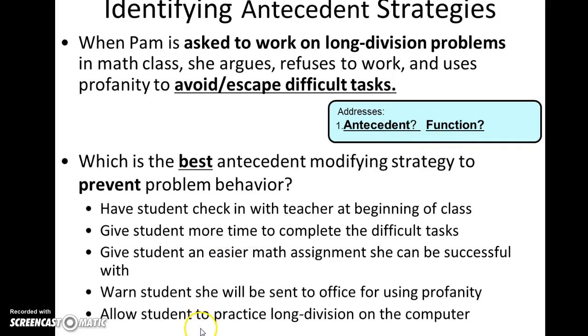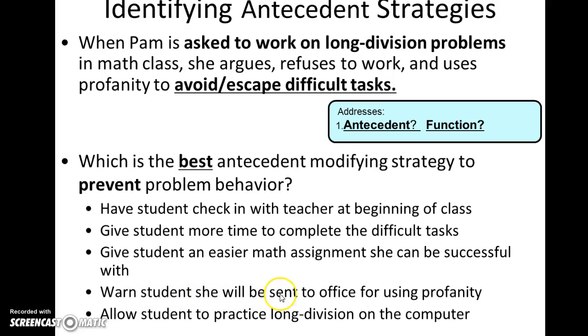So let's look at the first one. Have students check in with a teacher at the beginning of class. Again, that doesn't really address the antecedent or the escape function. Give student more time to complete the difficult task. Again, we want her to do something before, so she's not going to start working. Once it's asked, she's going to go ahead and engage in those behaviors. So this will not eliminate the antecedent. Okay, it's not a good antecedent strategy.